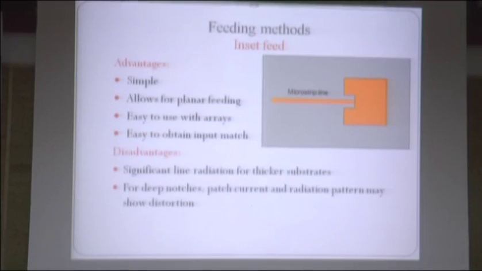The other is inset feed. We can also call it microstrip feed, and its advantages are that it is also simple, it is used for planar feeding, it is easy to use with arrays, and it is easy to obtain input match. And it has a disadvantage. If we use a thicker substrate, then radiation occurs. For deep matches, the patch current and the radiation pattern may show distortion.